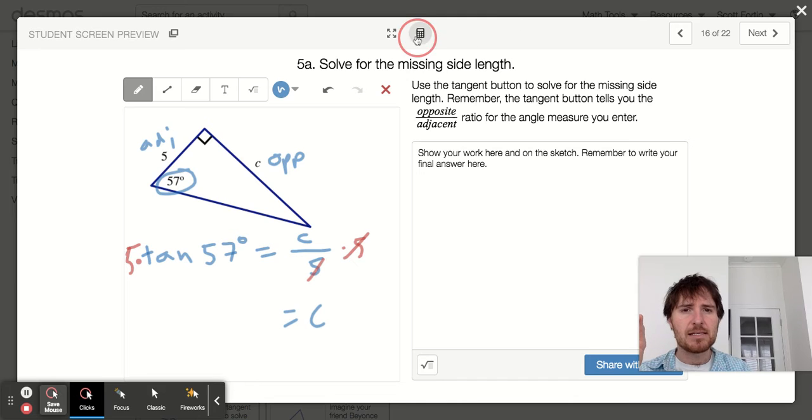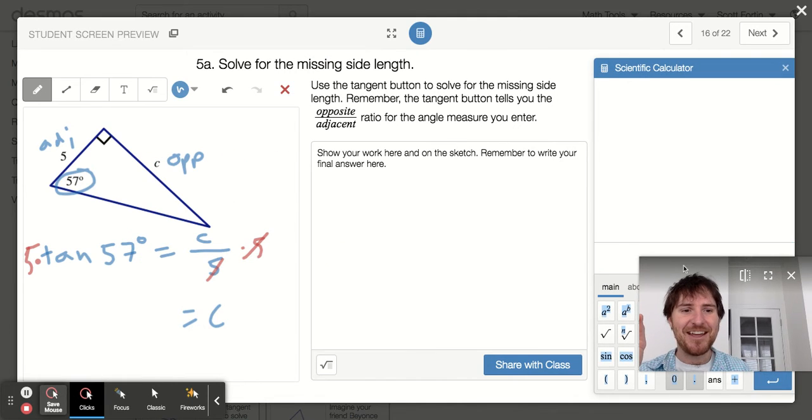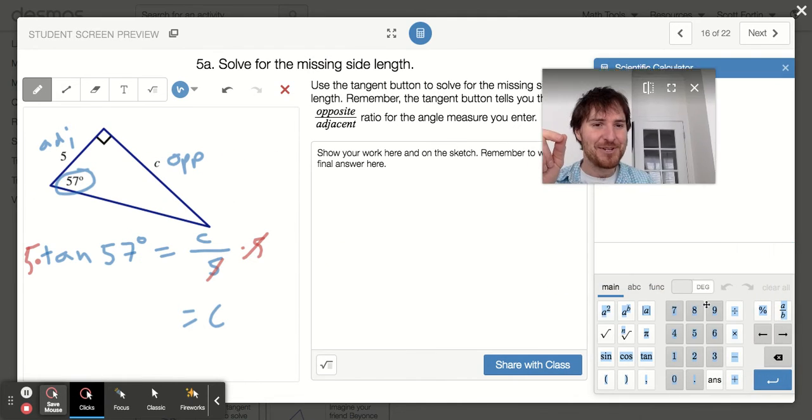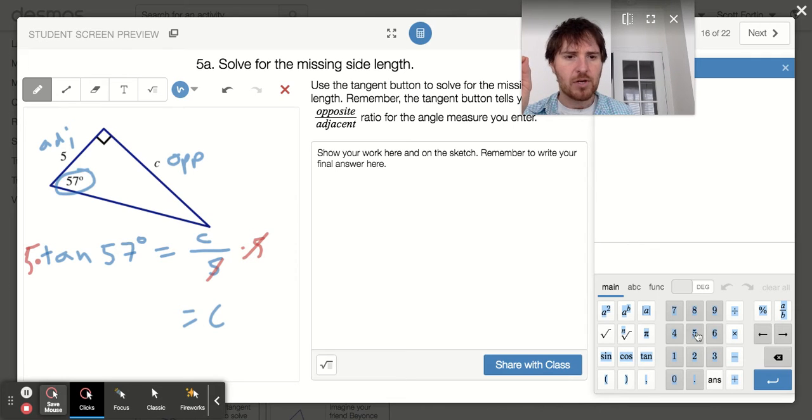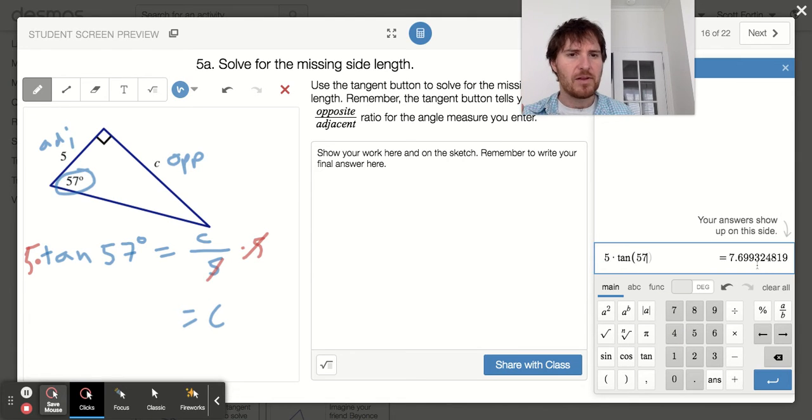So I get this. Got to move myself out of the way again. Why do you keep putting yourself there? Okay, so I'm going to do 5 times tangent of 57, and I can do it together in the calculator. Boom, here's my answer. Good to go. And does my answer make sense?